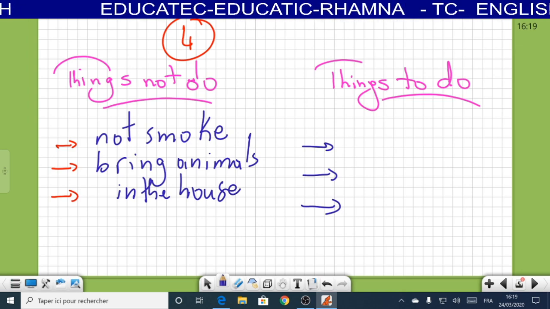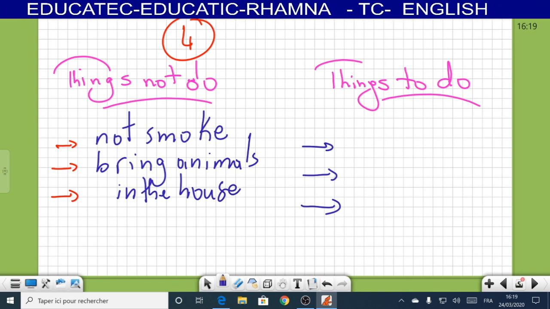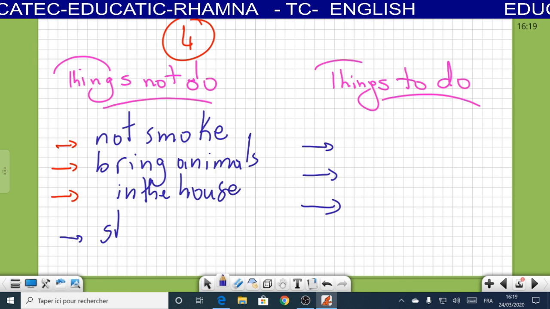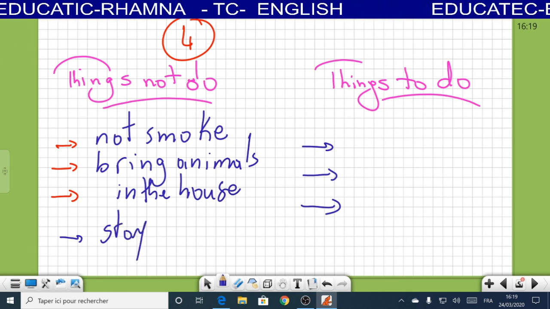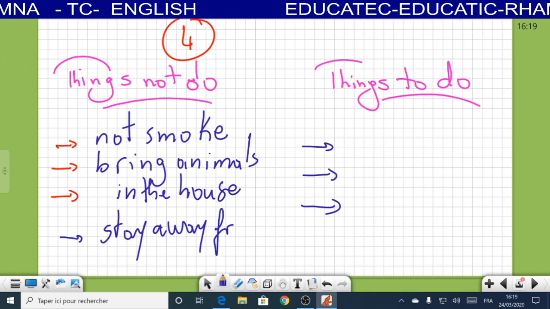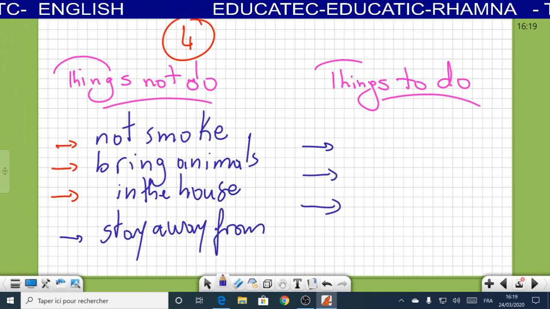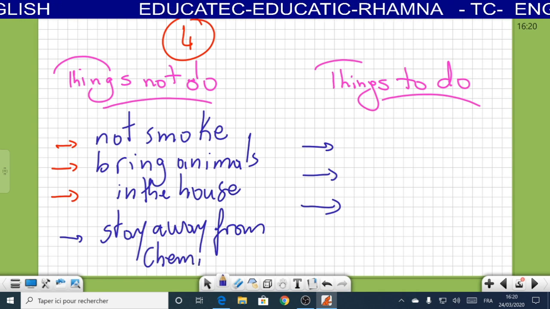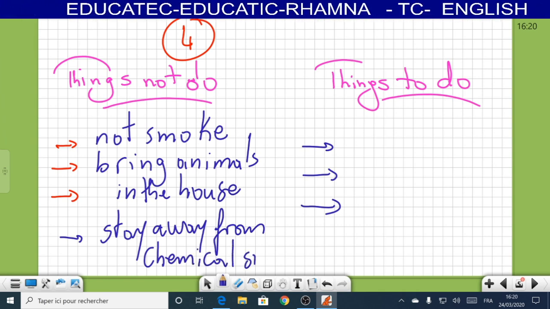And we should stay away from chemical substances.